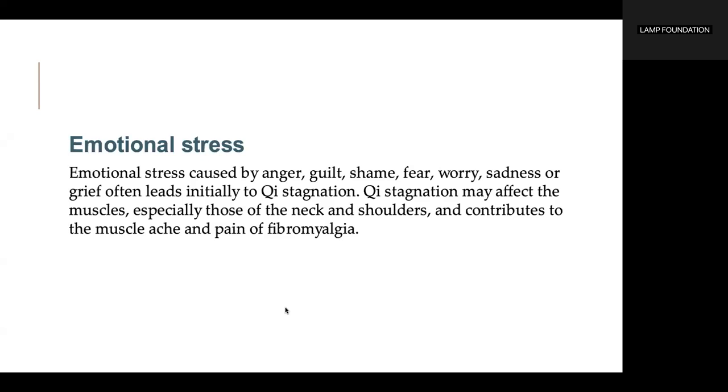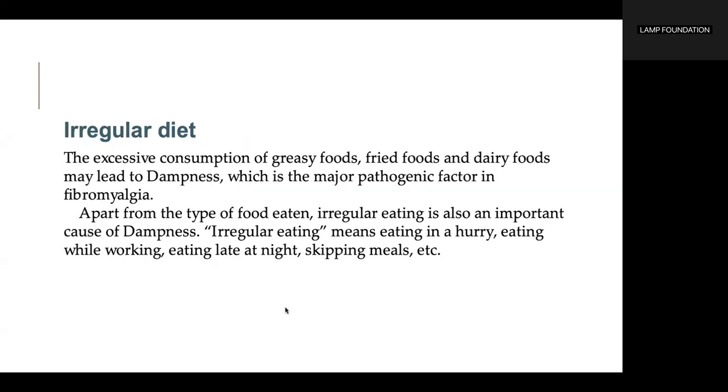Emotional stress caused by anger, guilt, shame, fear, worry, sadness, or grief often leads initially to chi stagnation. Chi stagnation may affect the muscles, especially those of the neck and shoulders, and contributes to the muscle ache and pain of fibromyalgia. The excessive consumption of greasy foods, fried foods, and dairy foods may lead to dampness, which is the major pathogenic factor in fibromyalgia.